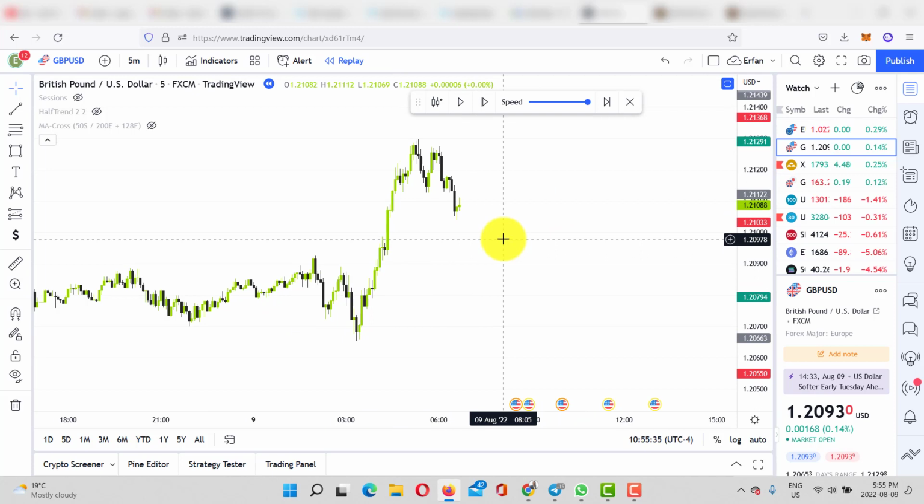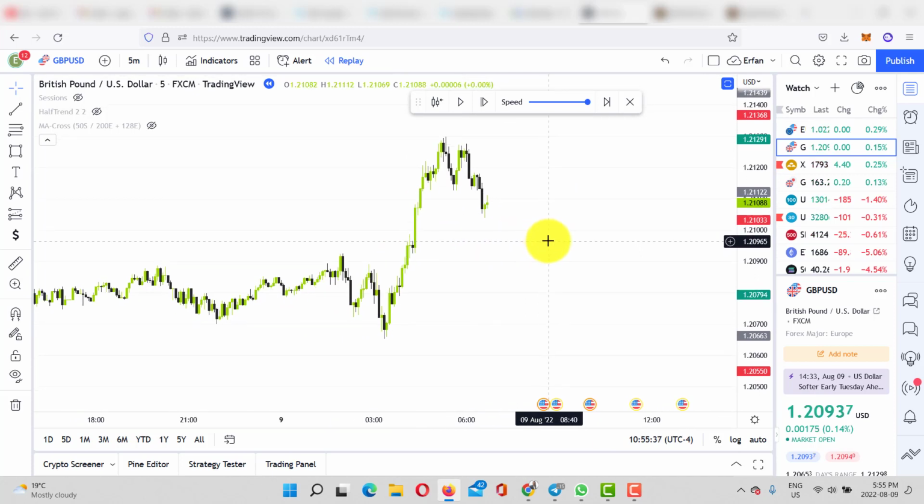So in order to find a high probability demand zone, you need to find the last bearish candle, and if you want to find a high probability supply zone, you need to find the last bullish candle.